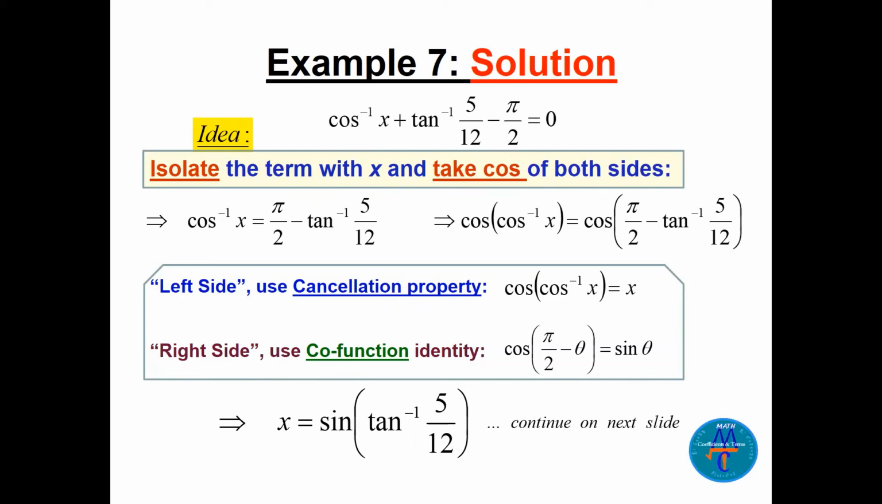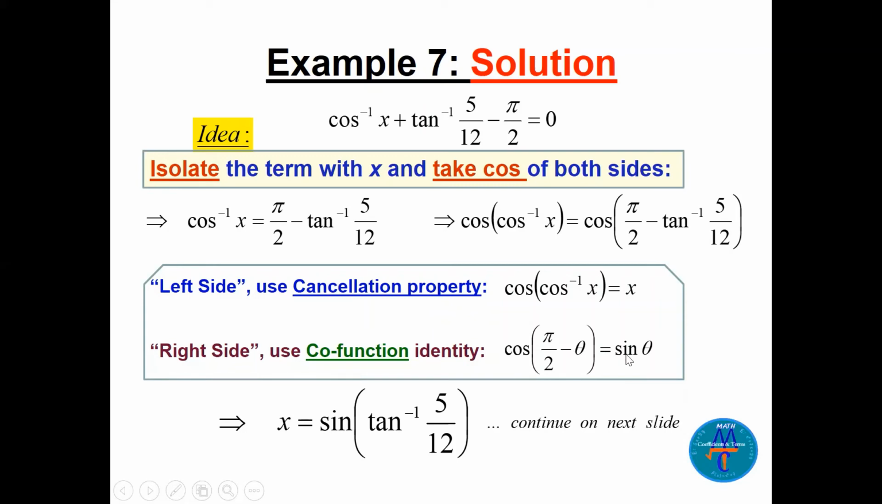Now look at the right side here. On the right side, we have cosine of pi over 2 minus tan inverse 5 over 12. Look at this formula here, the co-function identity. If we have cosine of pi over 2 minus theta, it will be sine of that theta. See, this is cosine of pi over 2 minus, and all this is an angle here. See, tan inverse 5 over 12, that is theta, that's an angle. Unknown angle, but this is an angle. The tangent of that angle is 5 over 12. So now this is what we need. X on the left side here, we have x equals sine.